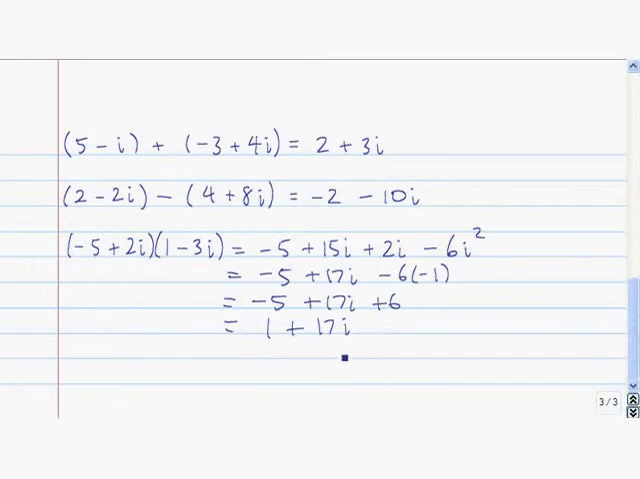Okay, in order to talk about division of complex numbers, I need to introduce a term called the conjugate of a complex number. And to get the conjugate of a complex number, you simply change the sign of the imaginary part. Okay, so the conjugate of the complex number a plus bi is the complex number a minus bi. So the real and imaginary parts stay the same, except that the imaginary part has a sign change.